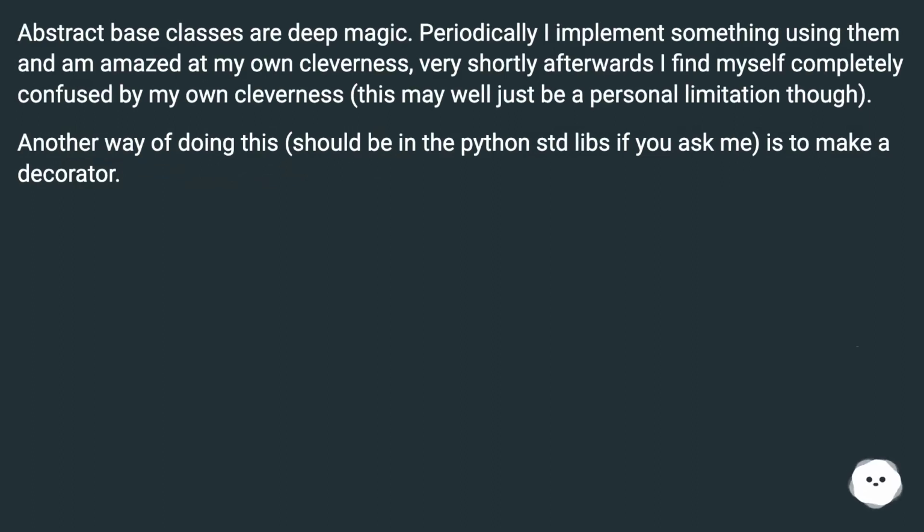Abstract base classes are deep magic. Periodically I implement something using them and am amazed at my own cleverness. Very shortly afterwards I find myself completely confused by my own cleverness. This may well just be a personal limitation though. Another way of doing this, which should be in the Python standard libs if you ask me, is to make a decorator.